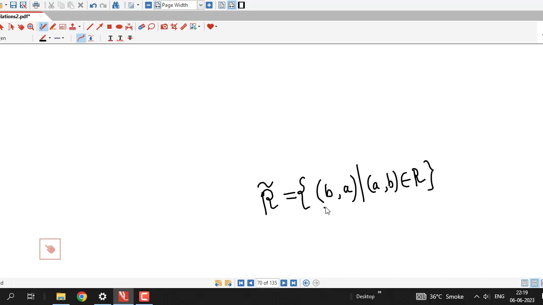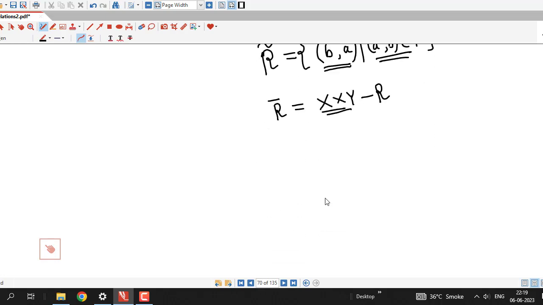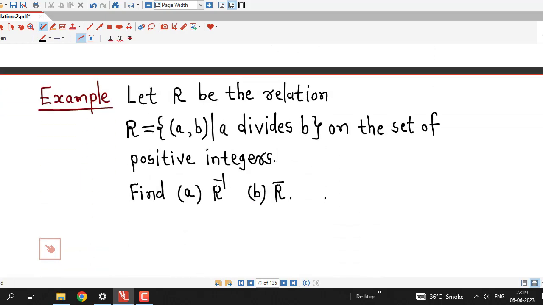We have to remember that the converse of a relation is obtained by interchanging the members in each of the ordered pairs in a given relation R. The converse of relation R is the collection of ordered pairs (B, A) such that (A, B) belongs to R, and the complement of a relation is nothing but we have to exclude all those ordered pairs from the Cartesian product which are present in the given relation R. I have written another example also.